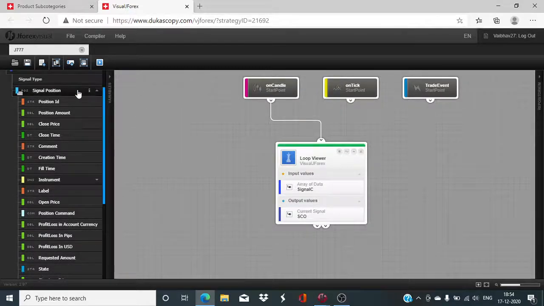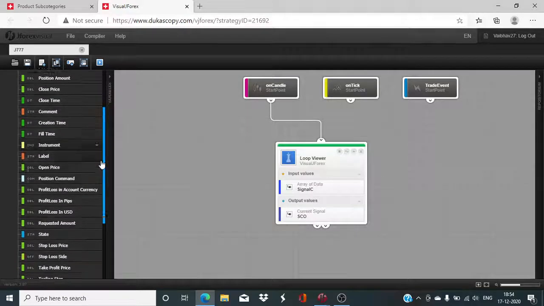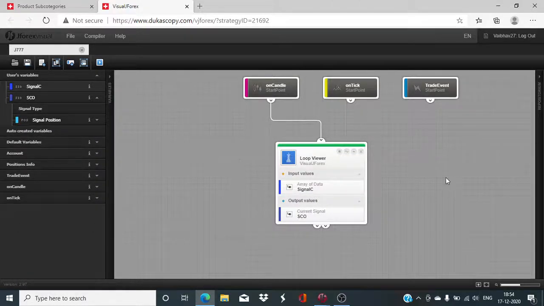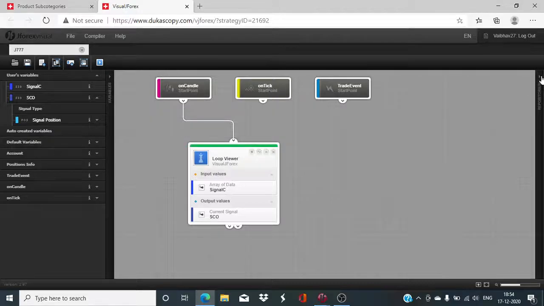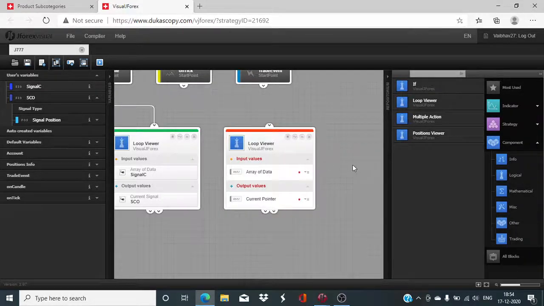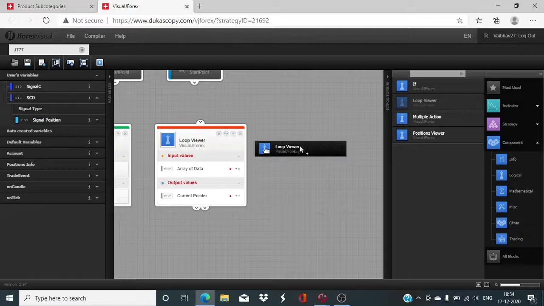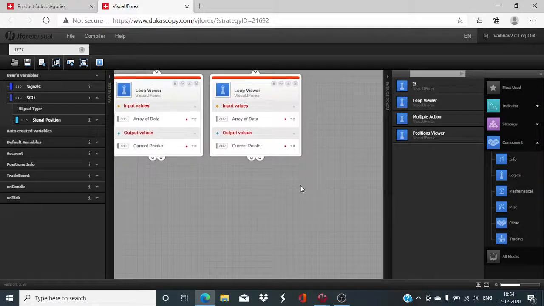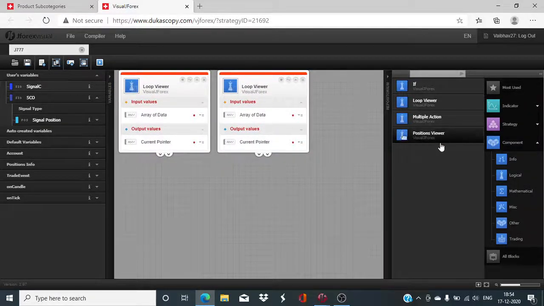If there is any single position, we can access these data points, set the conditions, and design and develop the algorithm. Now one more possibility is of using the other data points, for which also I will try to explain with the help of an example. Let us take three loop viewers to make sure that we deal with all three possibilities of array of data. One is going to be the candle and one is going to be the position.